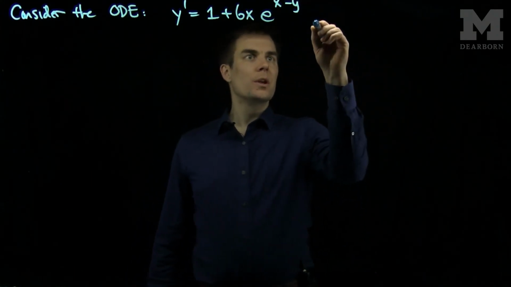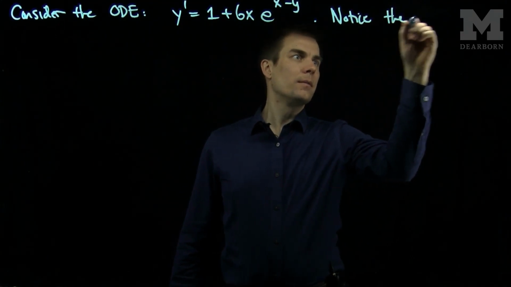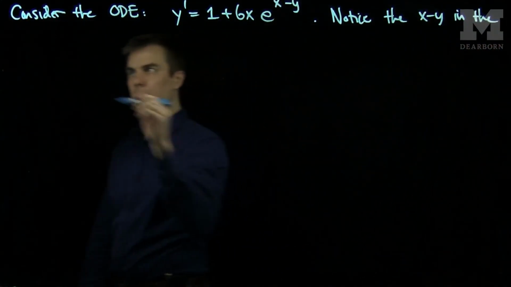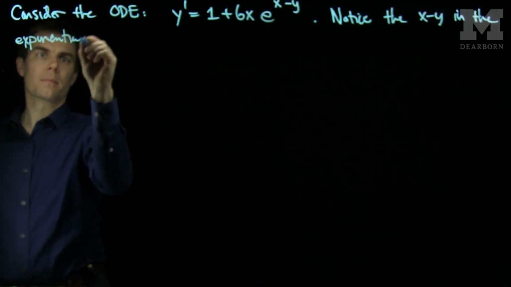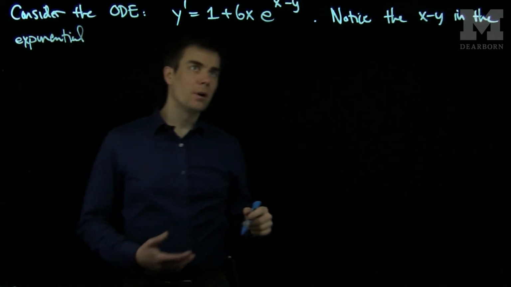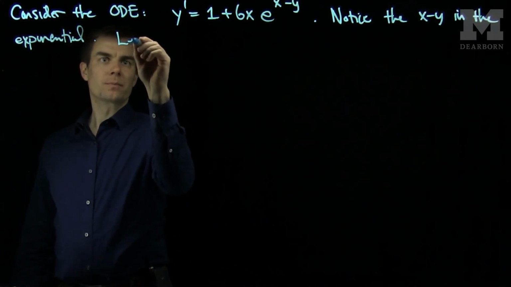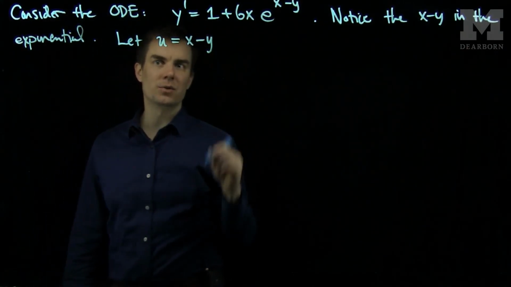What we can do is notice the x minus y in the exponential. The problem would be simpler if there was just a single term in the exponential. So what we can do is substitute. We can let u be x minus y.